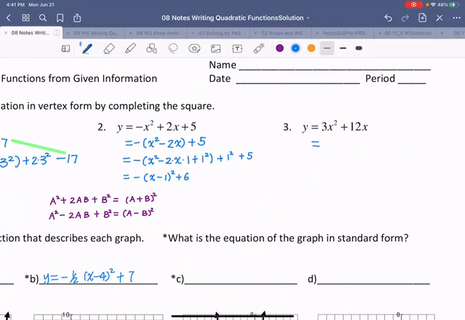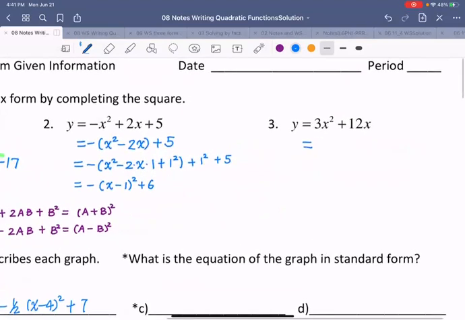Victoria. Victoria. Are you there? Helen. Yeah. Let's do this together. We take 3 out. This is x squared plus who? 4x. Okay.